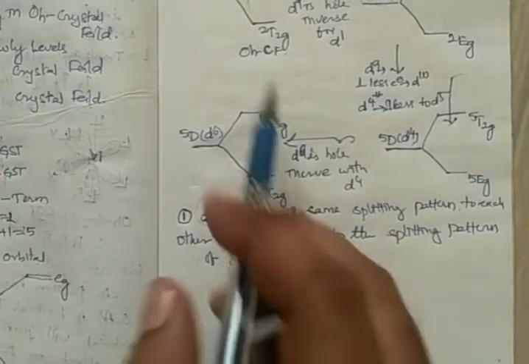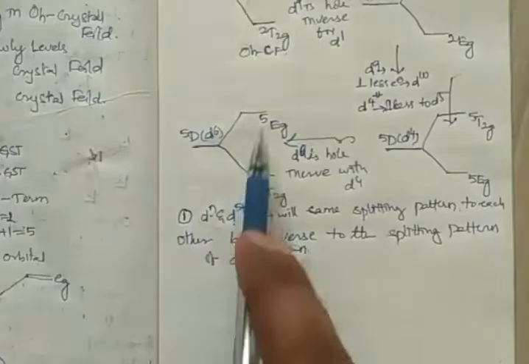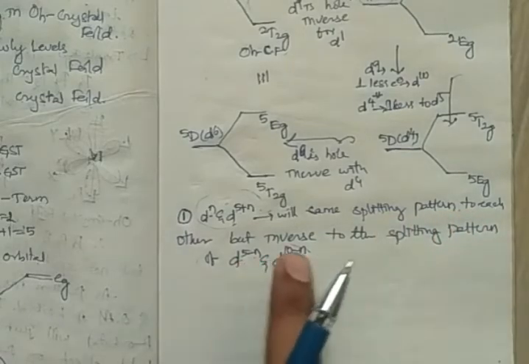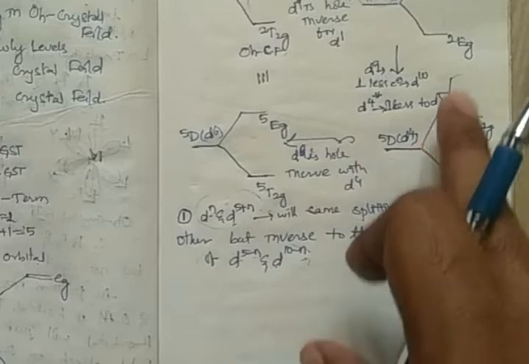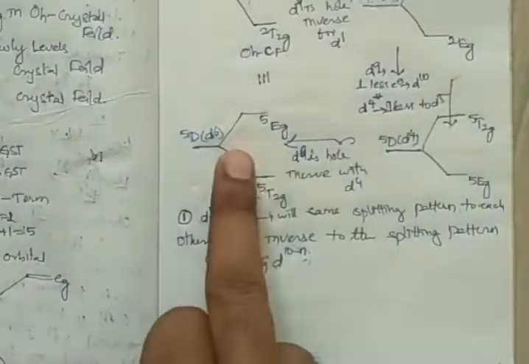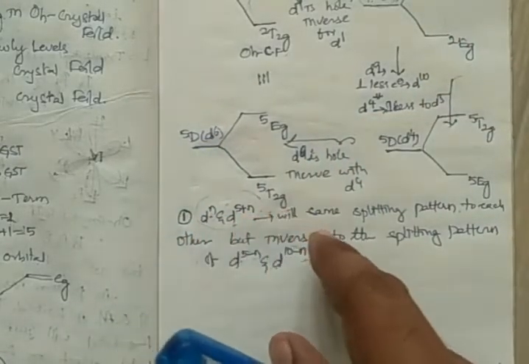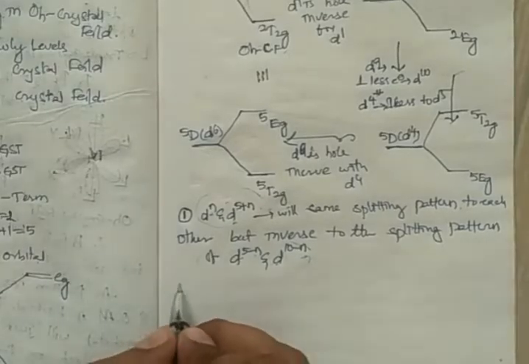Dn and d5 plus n, for n equals 1, are d1 and d5 plus 1, nothing but d6, right? They will have similar splitting patterns. With this similarity between these two, the first line is derived, and the second line is d5 minus n and d10 minus n, nothing but d5 minus 1 and d10 minus 1, where these two similarity patterns are suggested here. And when we compare this group of splitting patterns to this group, it is just reverse. From here to here it is reverse. So dn and d5 plus n will have the same splitting pattern as each other, but inverse to the splitting pattern of d5 minus n and d10 minus n, right? That is the one statement we can observe.